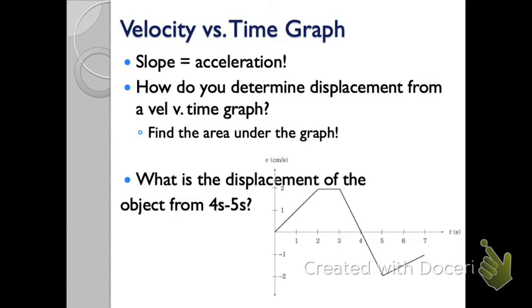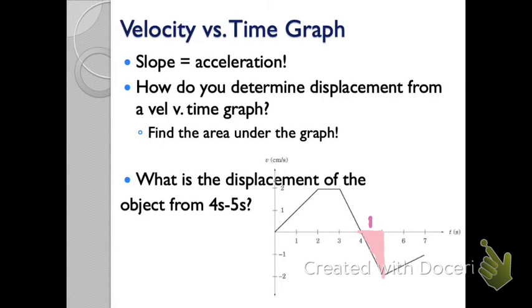So if you were going to tell me what's the displacement of my object from 4 seconds to 5 seconds, how far did it travel from 4 seconds to 5 seconds? That means I've got to find the shape of that triangle right there. Okay, so to do that, I know this has a length of 1.